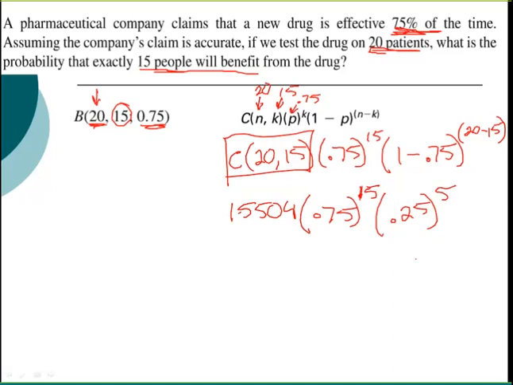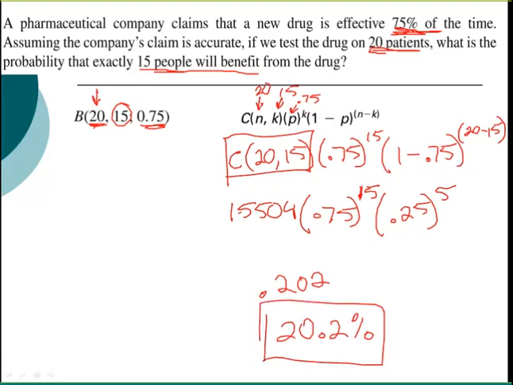So 0.75 to the 15th power, and then times 0.25 to the 5th power. And that gives me 0.202. And so that's a 20.2% chance that you will have exactly 15 people benefiting from this drug.